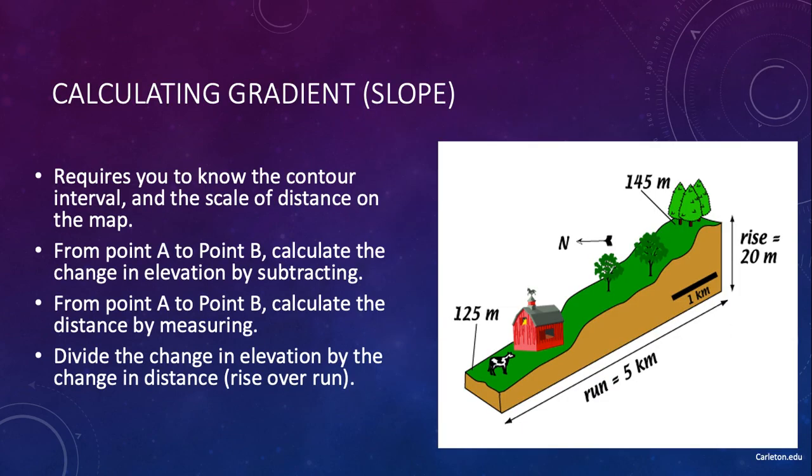Calculating gradient or slope requires you to know the contour interval and the scale of distance on the map. From point A to point B, you calculate the change in elevation by subtracting. In this particular example, you could say 145 minus 125. There's a change in elevation of 20 meters. And then you calculate the distance by measuring. In this example, the distance is given to you, it's 5 kilometers. You divide the change in elevation by the distance, and that's rise over run to get the slope. That's 20 meters divided by 5 kilometers, and you'd get 4 meters per kilometer.